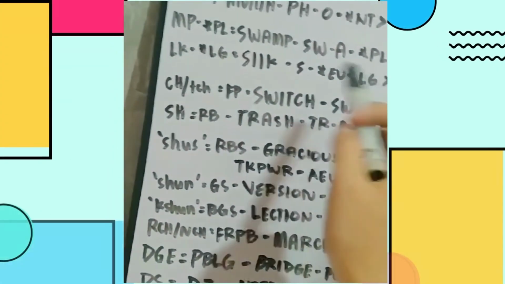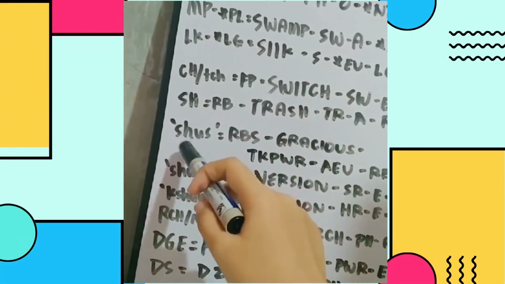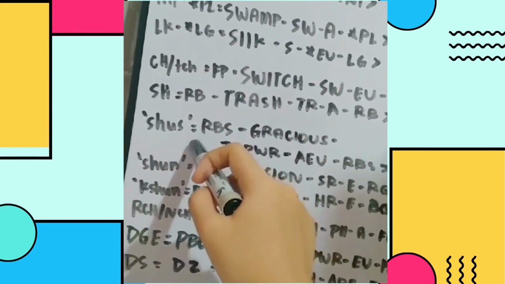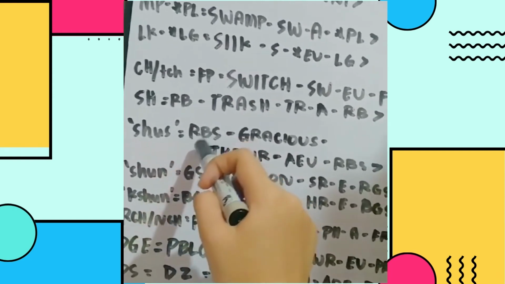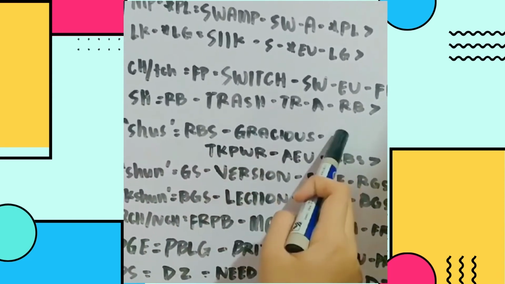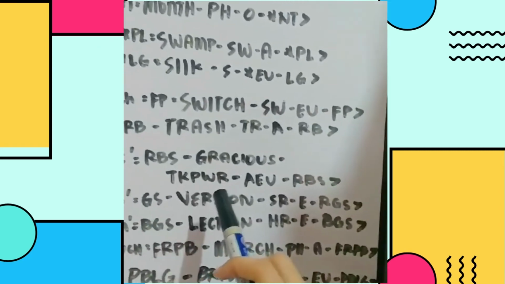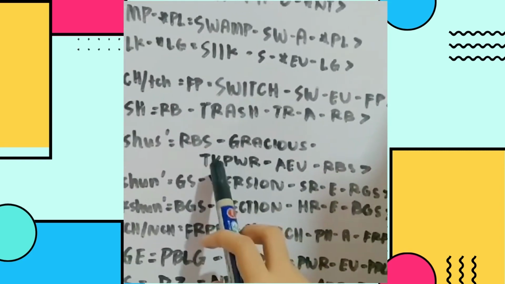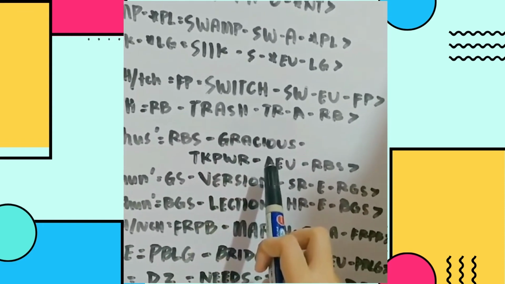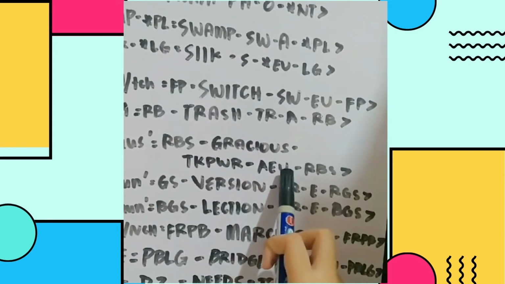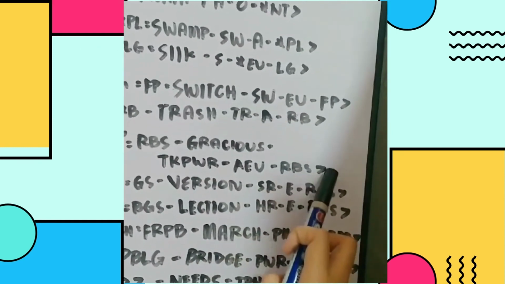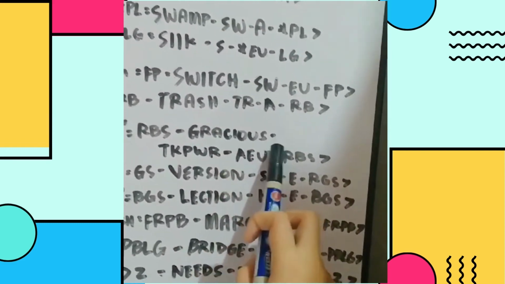Understand? Next is shoes. The word shus or TIOUS or CIOUS, the represent code is RBS. And the example word is gray shoes. If we read and type it, it should be TKPWR for GR, vowel AEU for long A, and ending RBS, release, for CIOUS.